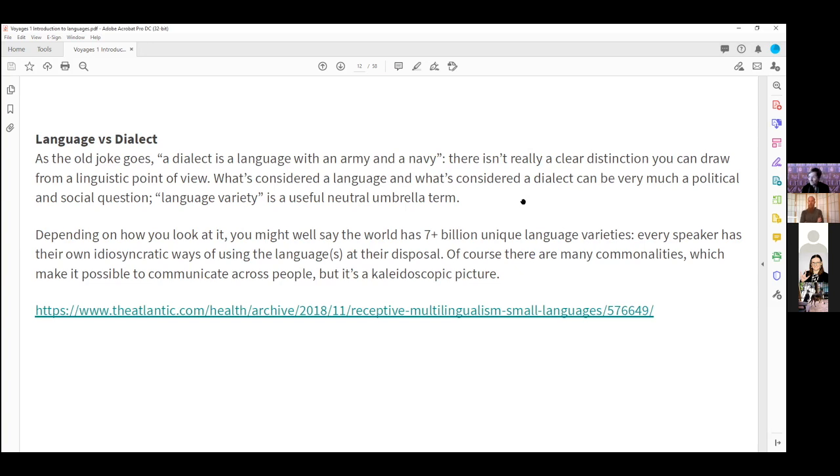So we talk about 7,000 languages in the world, but depending on how you count it, you could say we have 7 billion unique language varieties. So every speaker has their own idiosyncratic ways of using the languages that they choose.